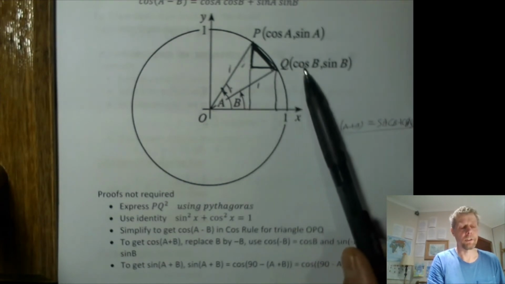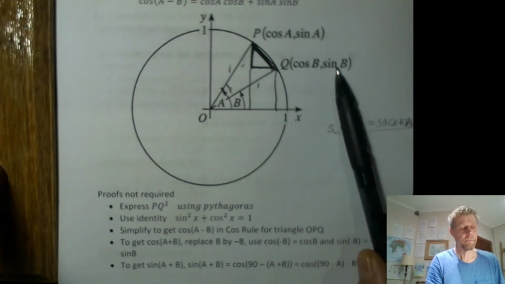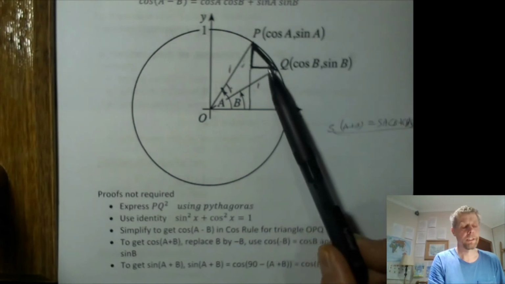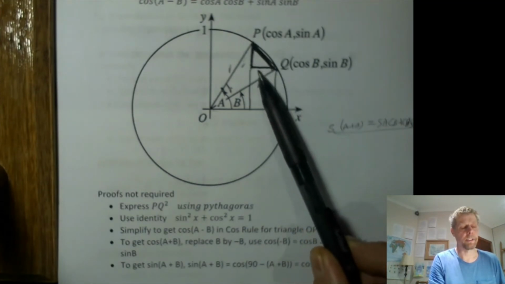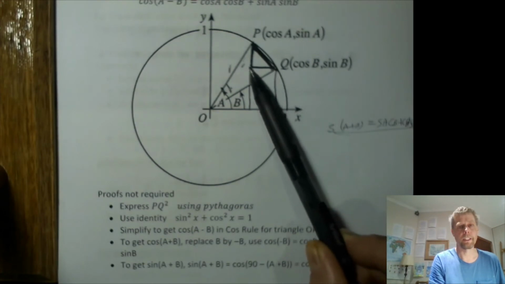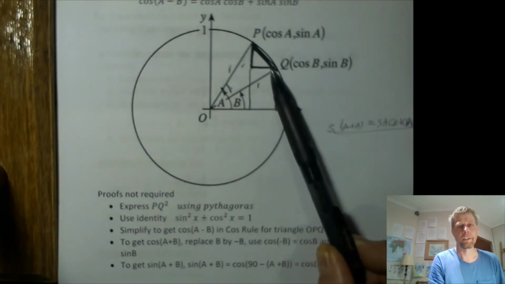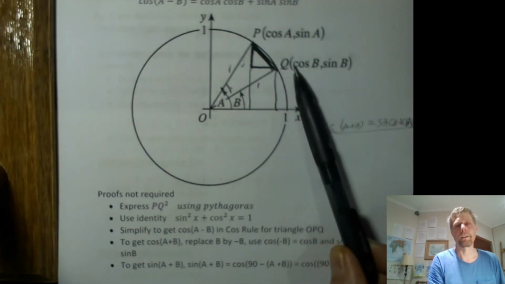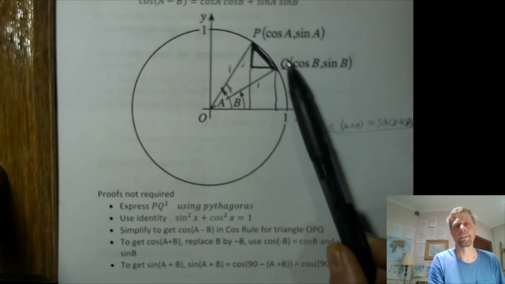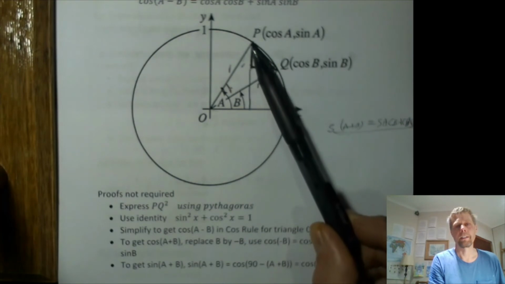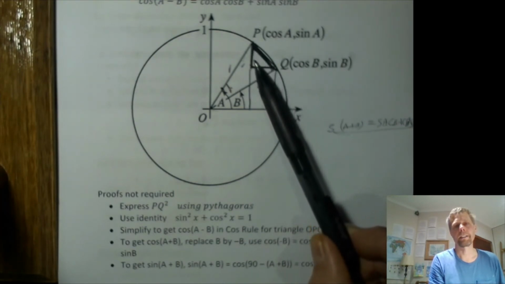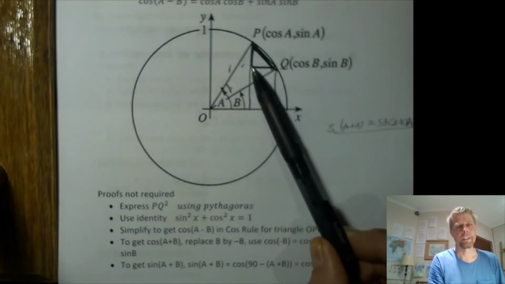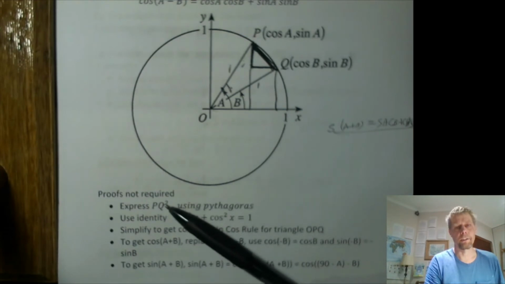Similarly, Q is just (cos b, sin b). So if we look at PQ squared, we use Pythagoras, we can say that PQ squared equals this short length squared plus that length squared. But this short length squared is simply (cos b minus cos a) squared. You square the whole thing in brackets and multiply them out, and you do the same here. So this is (sin a minus sin b) squared. So you end up with a nice expression for PQ squared.